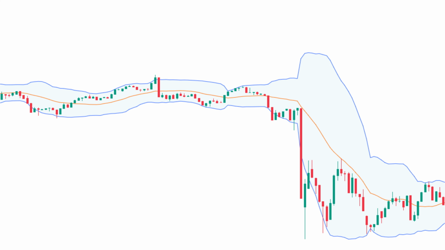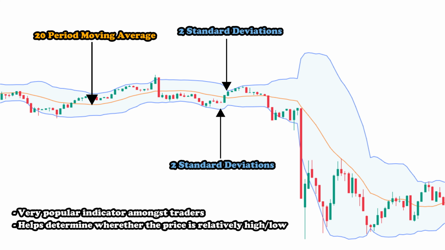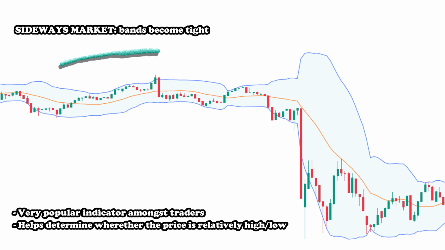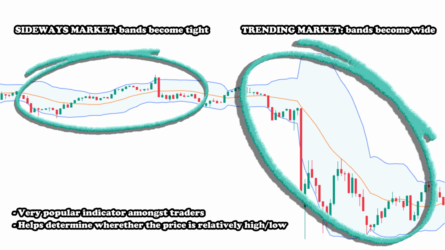The Bollinger Bands are a popular indicator among traders because they help determine whether the price is relatively high or low. In this video, we will use the Bollinger Bands with their default settings of a 20-period moving average and 2 standard deviations. The distance of the bands is determined by the standard deviation, so they adjust to the volatility of the asset. This means that in a sideways market, the bands become tight. In a trending market, the bands become wide. Approximately 95% of price action is contained within these bands.